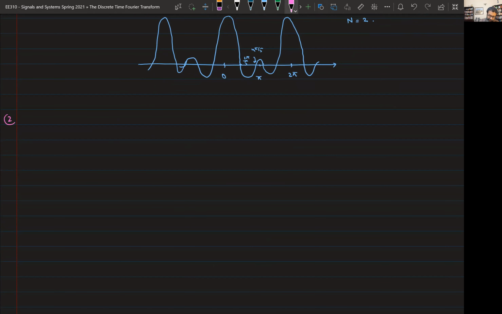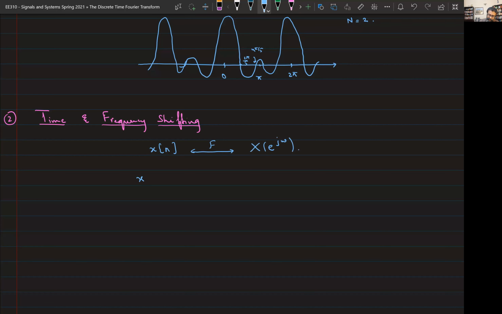All right, so this is property number 2, which is time and frequency shifting. So what do you mean by that? I mean, very, very similar to what we did in the continuous time case. The question is, if x of n has a discrete time Fourier transform given as X of e raised to j omega, what is the Fourier transform of x of n minus n naught?